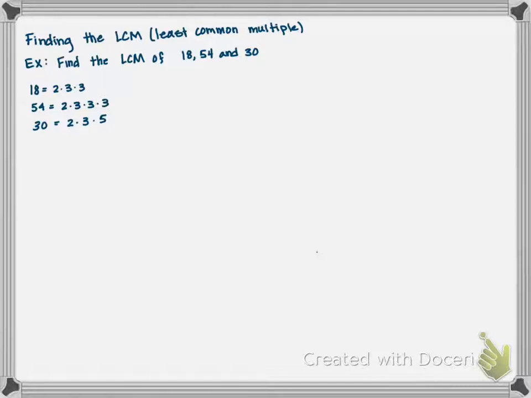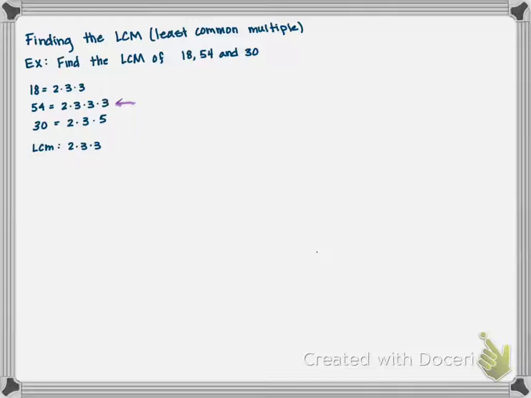In order to be a multiple of each of these numbers, a number has to contain all of the prime factors from each of these factorizations. So we start with just the factorization of one of them. It doesn't matter which one. I always just start at the top. And then we move on to the next number and we say, okay, is there anything in this factorization that I don't already have in my LCM? Yeah, there's a 3, right?